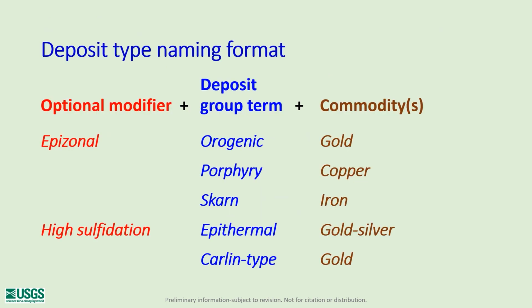To standardize deposit type nomenclature, we adopted the following convention: optional modifier plus deposit group plus typical commodities. We made a few exceptions for deposit type names in common use that don't follow this convention. For example, heavy mineral sands is a deposit type in the placer group that is typically mined for titanium, zirconium, hafnium, rare earth elements, or abrasives.